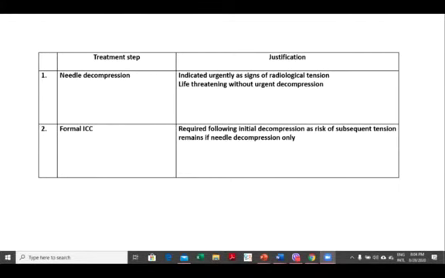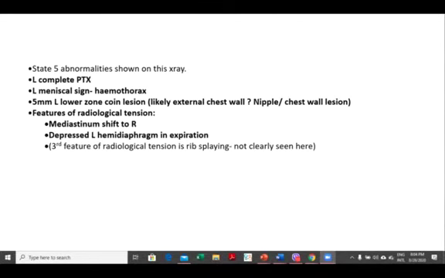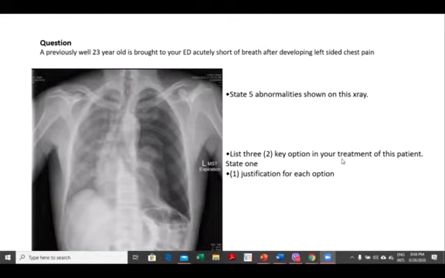Then intervention is the key option to treat this. Interventions: initially needle thoracostomy, followed by ICC tube insertion.